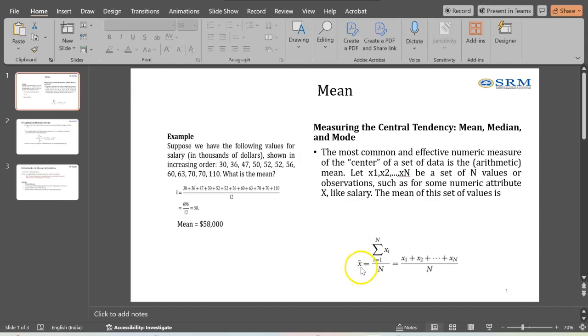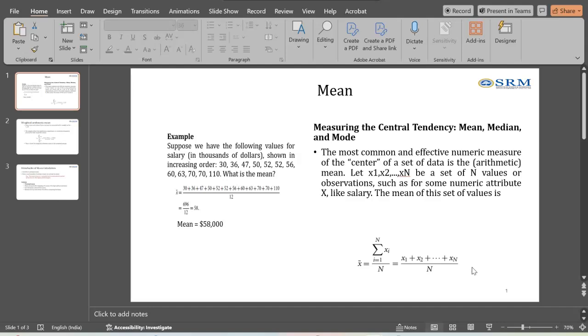If x is the data point, then the formula for finding the mean of the xi data points is the summation of i going from 1 to n of xi. It means xi consists of elements from 1 to n, so x1 plus x2 till xn, divided by the number of observations in the set. So this is the formula for mean.